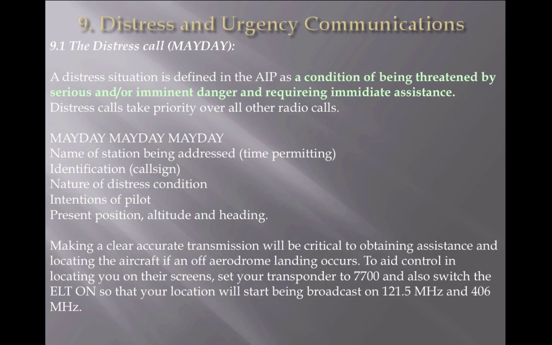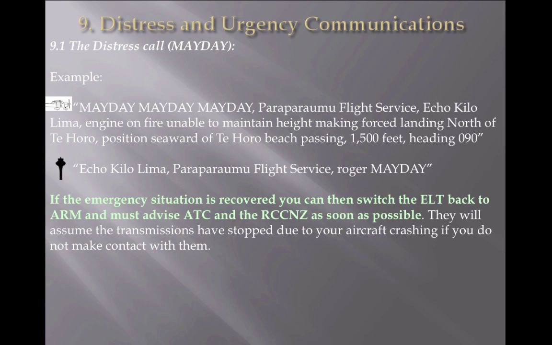Obviously all of this information will make identification and finding you much quicker. Making a clear, accurate transmission will be critical to obtaining assistance and locating the aircraft if an off-aerodrome landing occurs. To aid control in locating you on their screens, set your transponder to 7700 and also switch the ELT on so your location will start being broadcast on 121.5 and 406 MHz early.